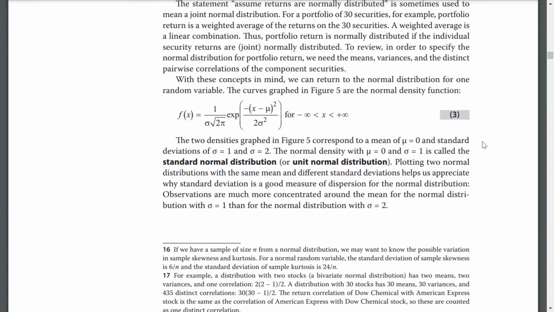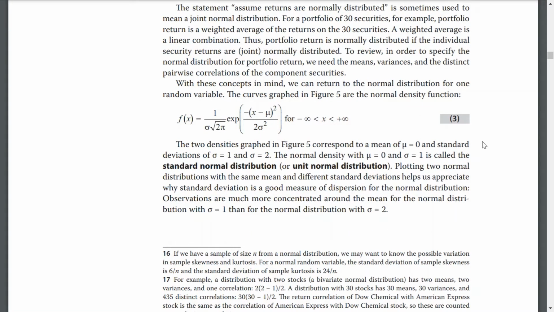With these concepts in mind, we can return to the normal distribution for one random variable. The curves graphed in figure 5 are the normal density function. The two densities graphed in figure 5 correspond to a mean of mu equals 0 and standard deviations of sigma equals 1 and 2. The normal density with mu equals 0 and standard deviation equals 1 is called the standard normal distribution or unit normal distribution. Plotting two normal distributions with the same mean and different standard deviations helps us appreciate why standard deviation is a good measure of dispersion. Observations are much more concentrated around the mean for the normal distribution with standard deviation equals 1 than for the one with standard deviation equals 2.